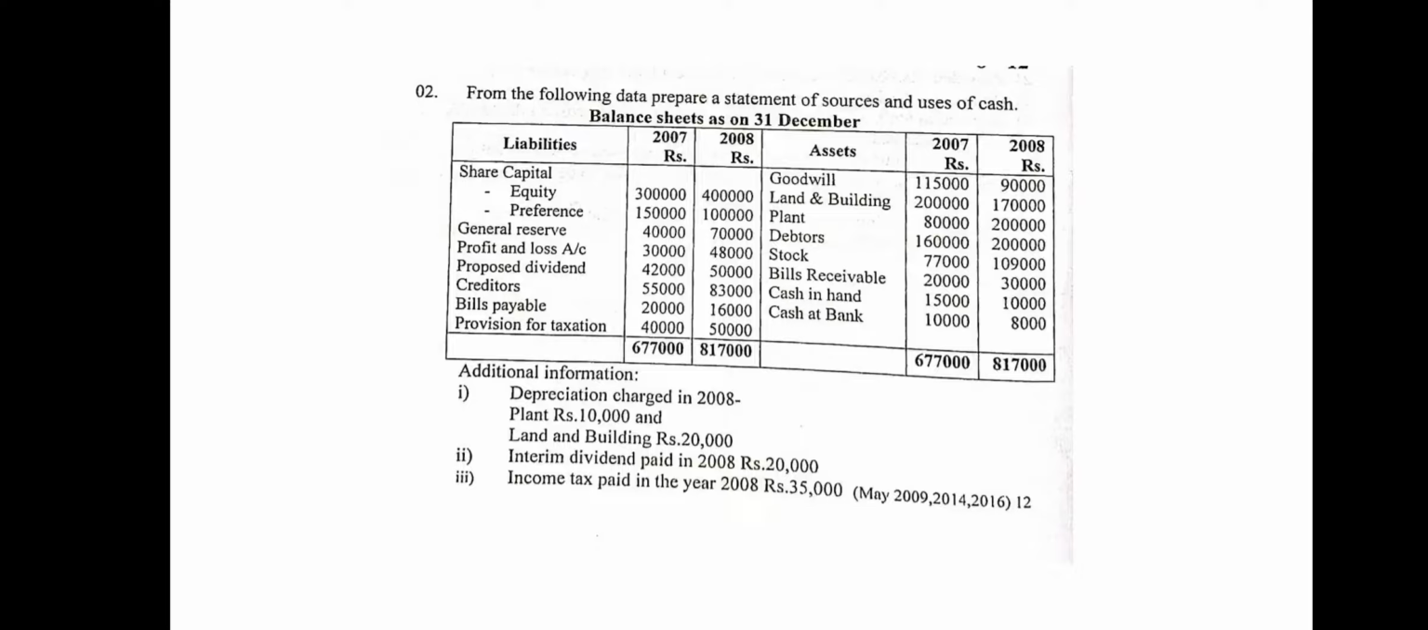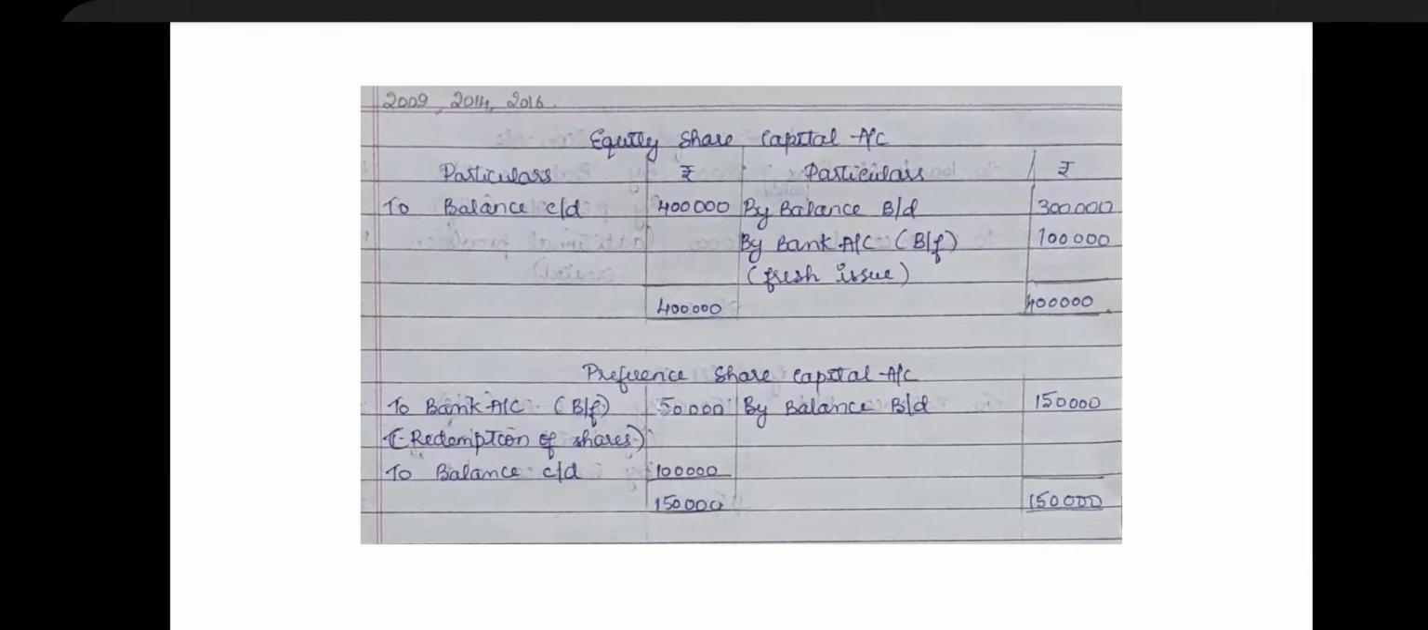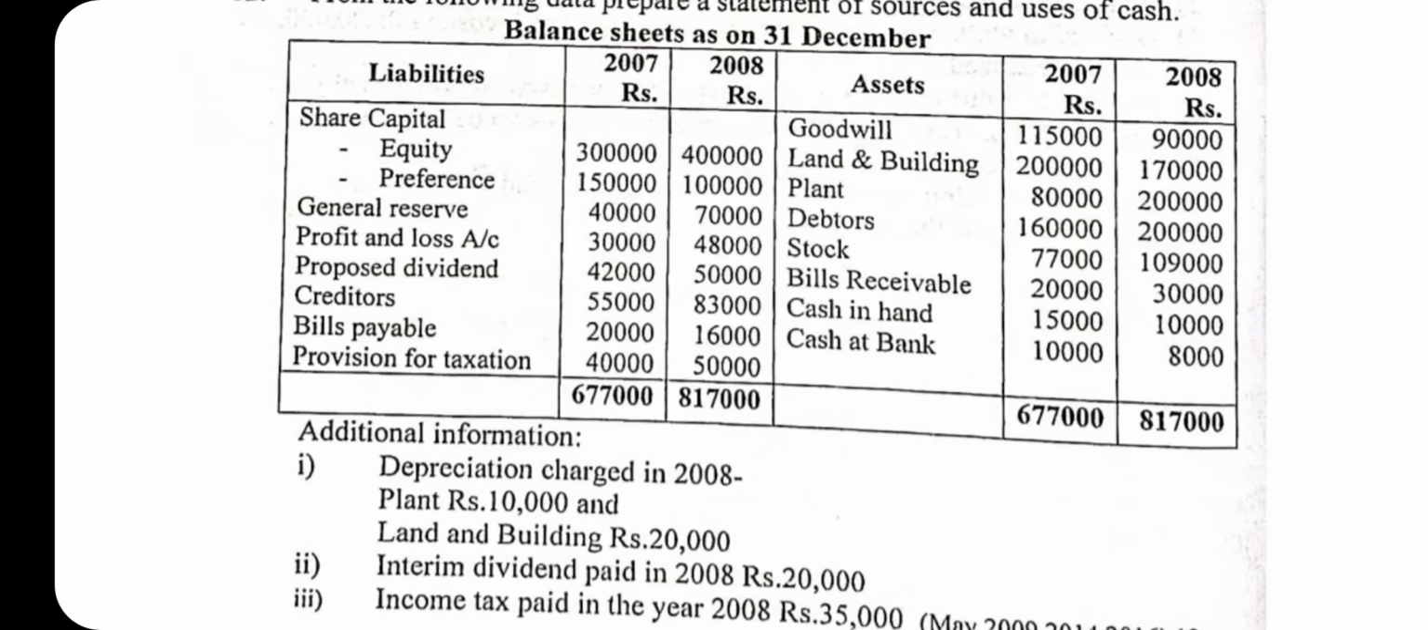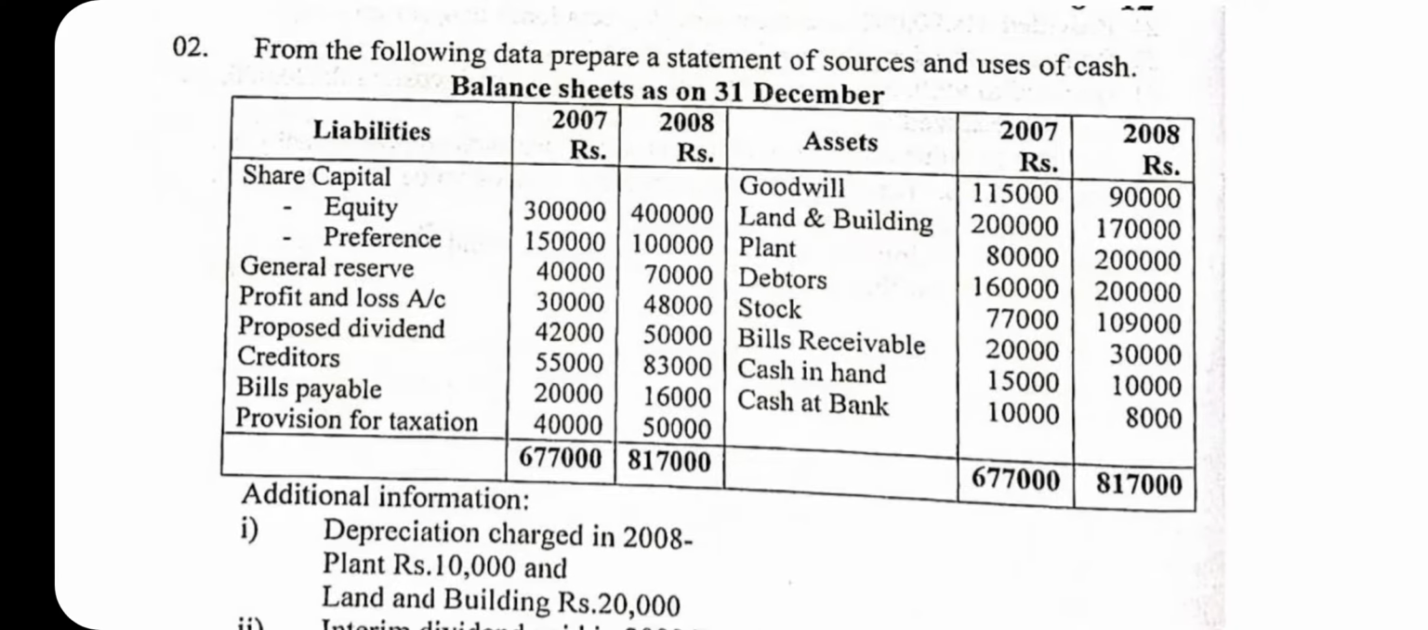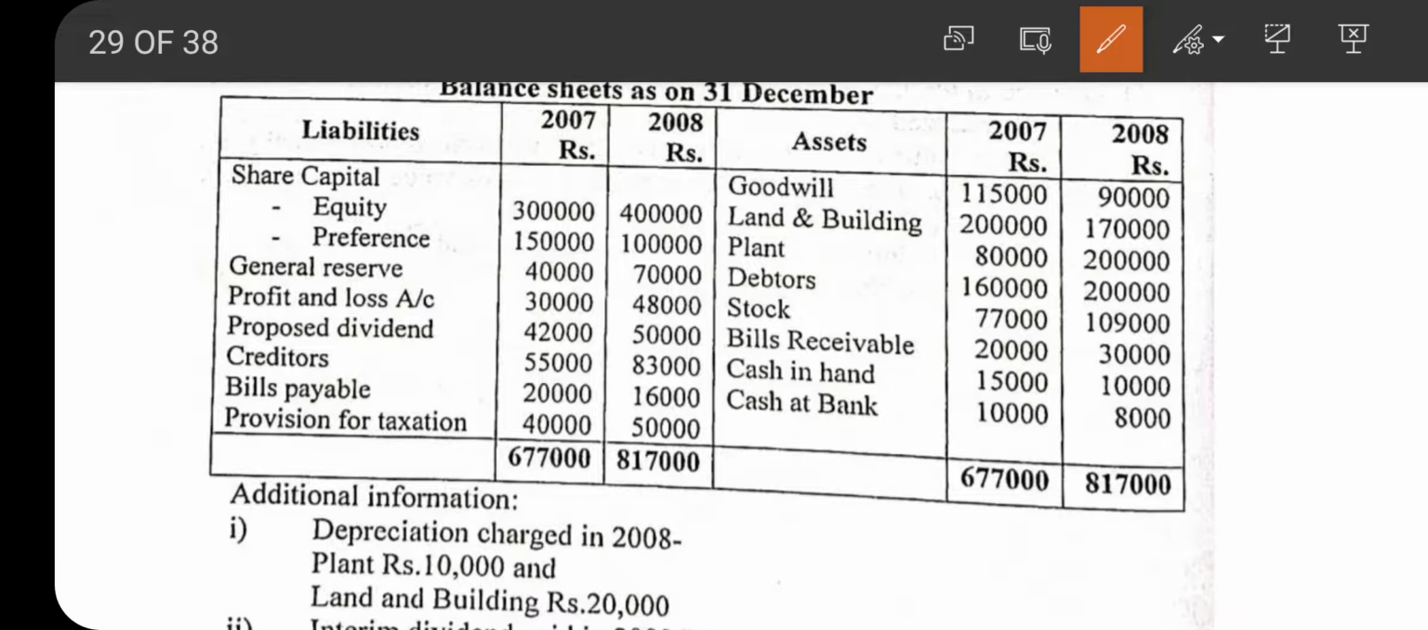On the liability side, the first item is share capital. There are two types of share, equity and preference share. In the first column they have given the amounts of 2007, and in the second column the amounts relating to the year 2008.